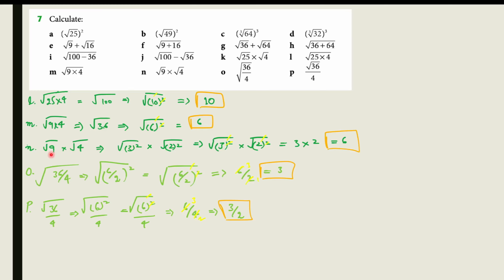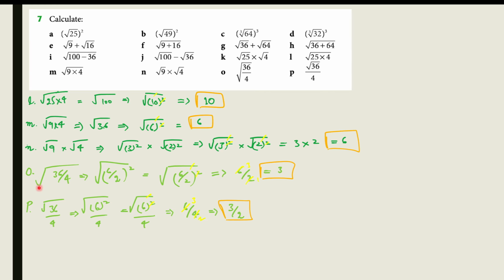Then next part is square root of 9 multiplied by square root of 4. So we can write 9 as the square of 3 and 4 as square of 2. Both of them are under the root, and in between we have the same multiplication sign as in the question. The squares get cancelled with the root and we are left with 3 multiplied by 2. So 3 multiplied by 2 is equal to 6, which is our answer.